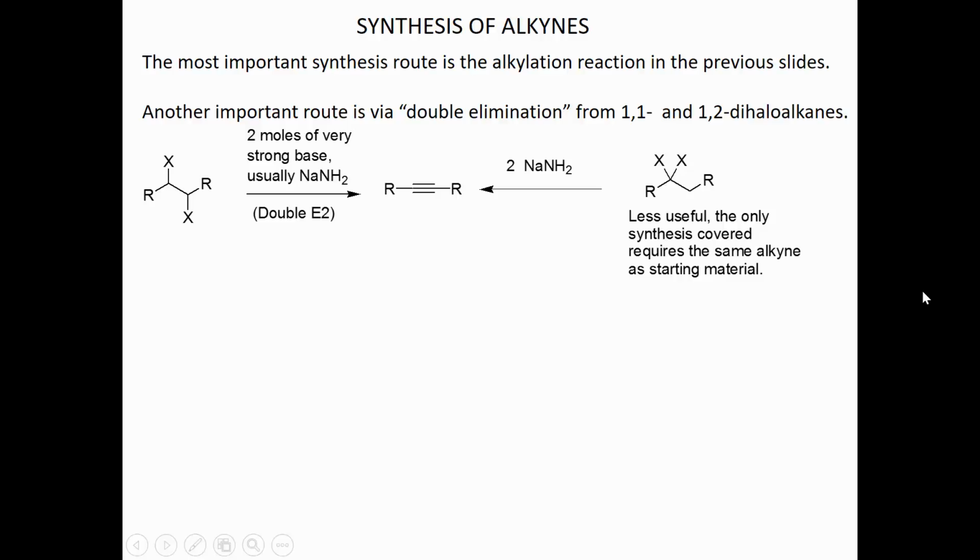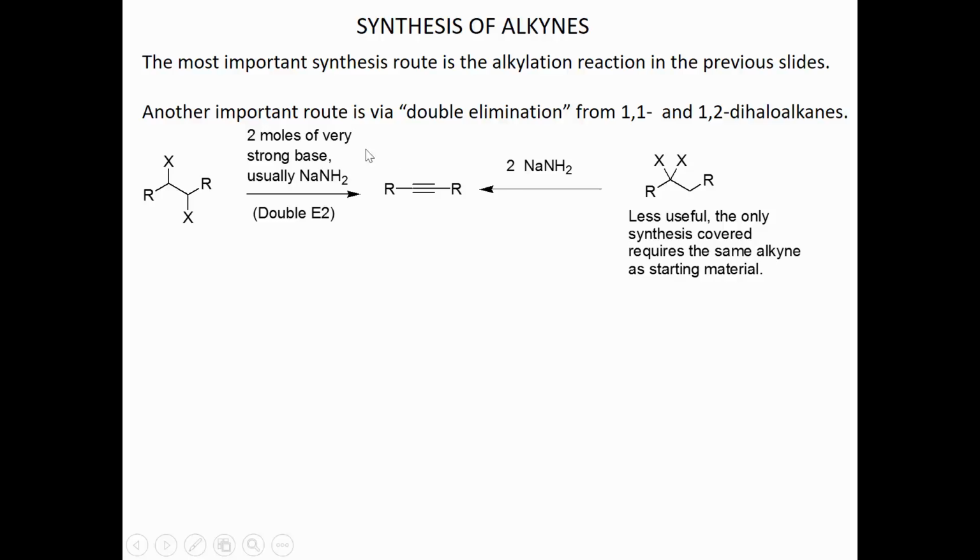Before looking at this reaction, however, let's just remember that the most important way to make an alkyne is probably the route we saw previously involving the alkylation of terminal alkynes. So the best way to make a complex alkyne is from a simpler alkyne. Okay, when we don't already have an alkyne group, we can introduce one through this double elimination route.